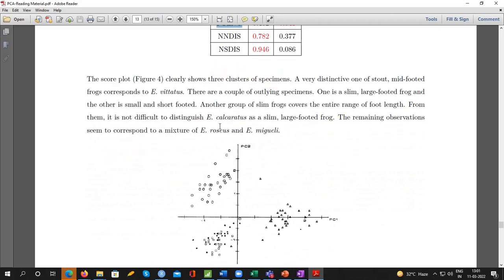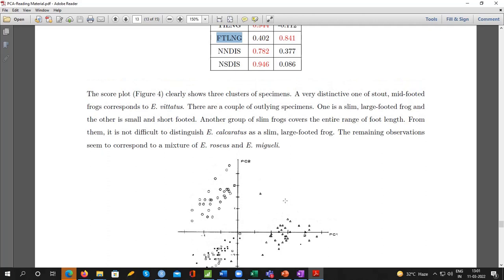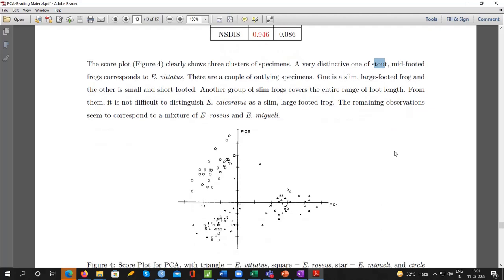average values, near 0 values on PC2. PC2 is near 0 because this is a correlation matrix, right? So these are scaled variables, so near 0 means average. That's why this group indicates that these frogs are stout and mid-footed. Their foot length is moderate, not too high, not too low. So E vitatus species can be characterized as having stout build and almost moderate foot length.